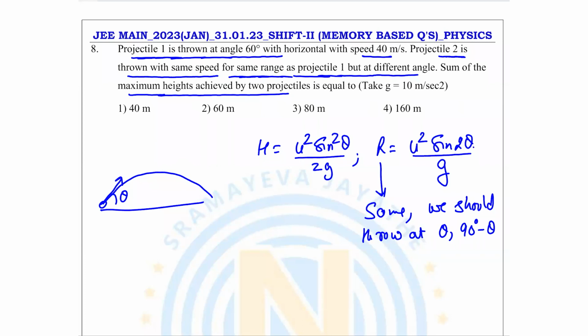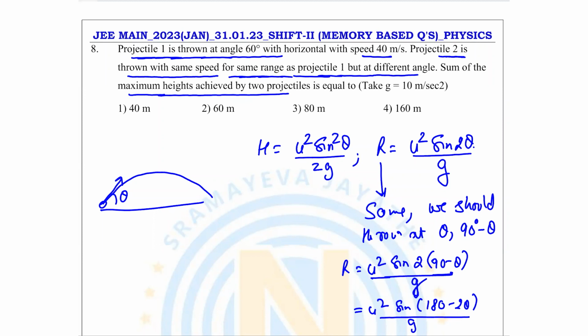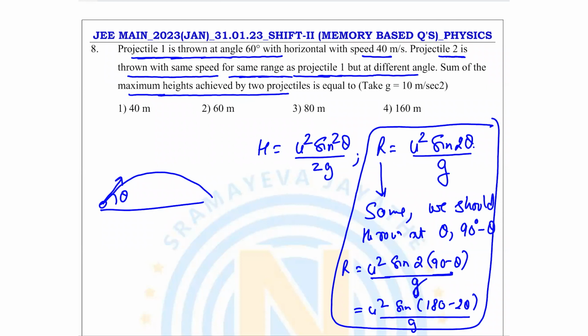If I replace theta by 90 minus theta, I get u square sine of 2 times 90 minus theta over g, and this is sine 180 minus 2 theta, and sine 180 minus 2 theta is again sine 2 theta, so we'll have the same range. That means one of them is projected at theta and other one is projected at 90 minus theta.